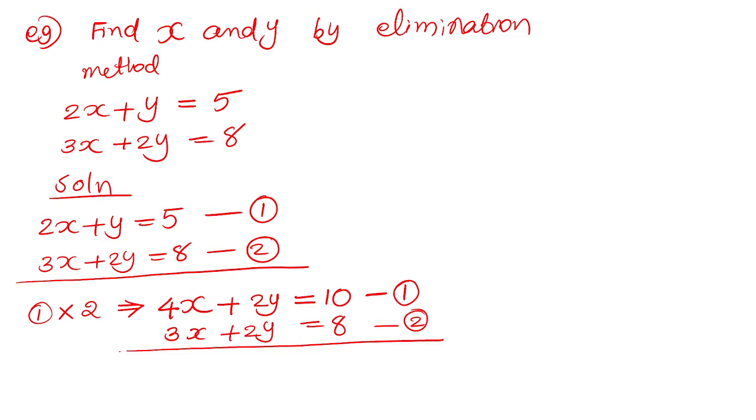So by subtraction we can eliminate 2y. Why do I subtract? 2y minus 2y will be cancelled, correct? 2y minus 2y will be eliminated. So on the left side I am going to subtract. 4x minus 3x will be x.